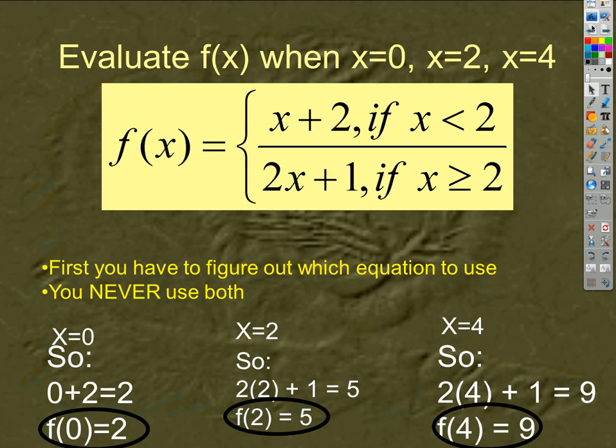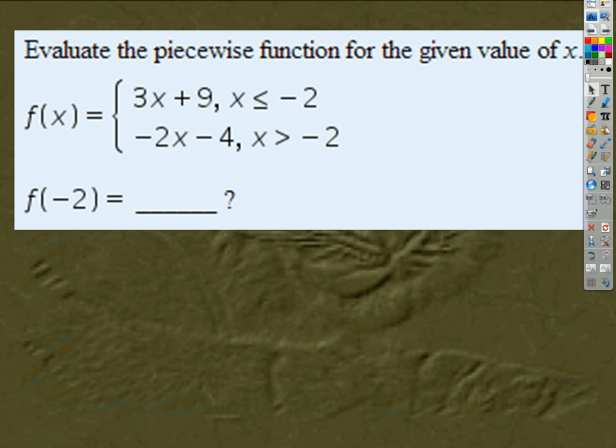So real quick, just try this one on your own. Just look at this for a second. If I want to evaluate this piecewise function at x equals -2, and that's what that's saying, right? I'm plugging in -2 for x. First of all, which does it go into, top or bottom? Top, good, because -2 equals -2, right? So if I plug -2 into the top, let's see, 3 times -2 is -6 plus 9 is 3. That's my answer. Make sense?